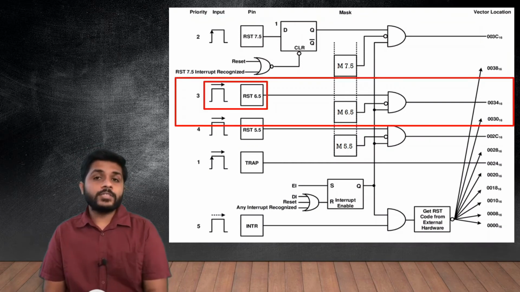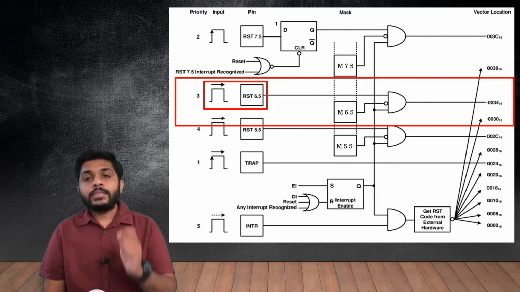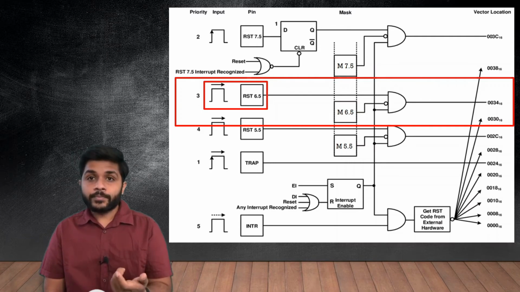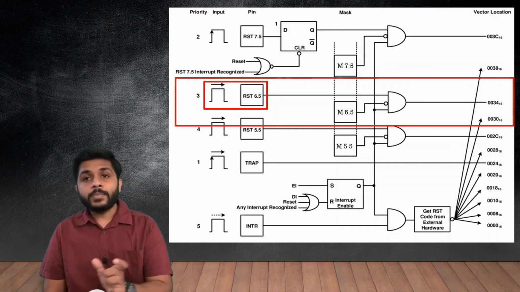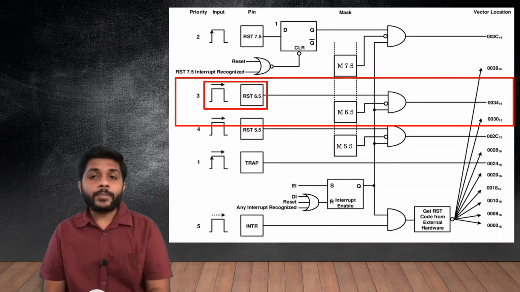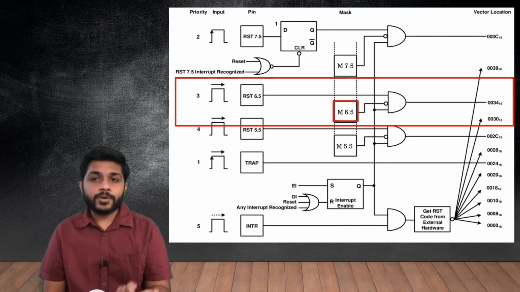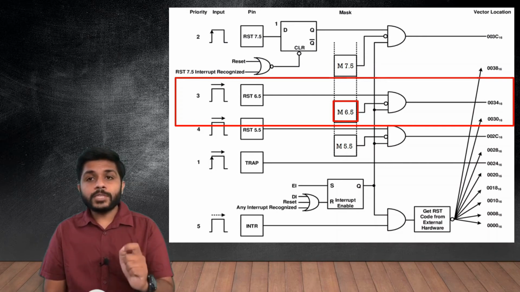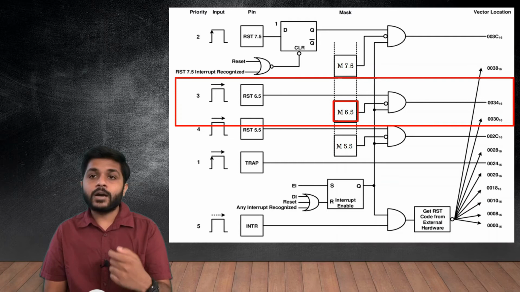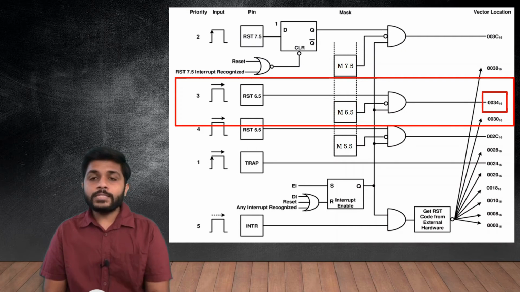Now let's see the next interrupt, that is RST 6.5. The RST 6.5 interrupt is level trigger. It means in order to detect this interrupt, the signal at the RST 6.5 pin should be high for a particular amount of time. Then there is M6.5. So if the value of the M6.5 bit is 1, in that case that interrupt is masked. If the value of the M6.5 bit is 0, it means this interrupt is unmasked. And when this interrupt is unmasked, the processor will provide the vector location. You can see that the vector location for the RST 6.5 interrupt is 0034H.